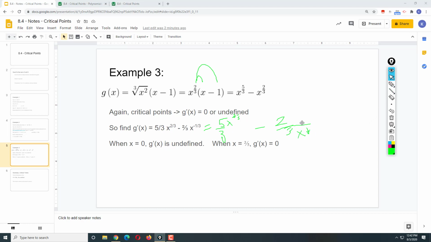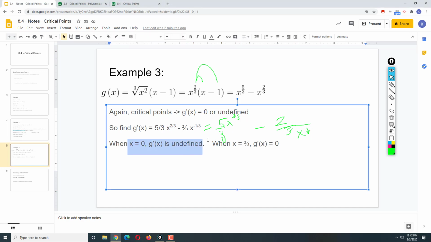That means that when x is 0, the denominator, the bottom, is also 0. But when that happens, g prime of x is undefined. So the derivative is undefined when x equals 0. Meanwhile, the derivative is equal to 0 when x equals 2/5. You can solve this equation to get that.